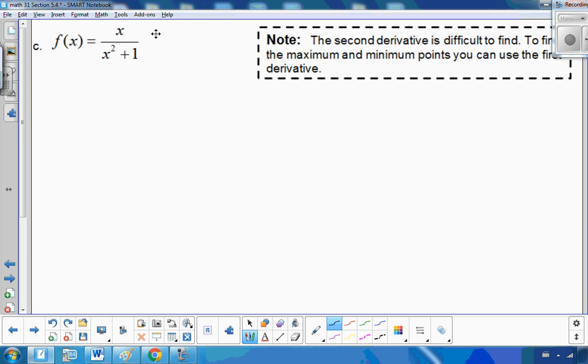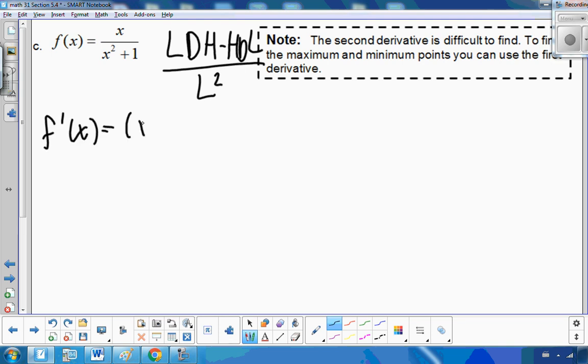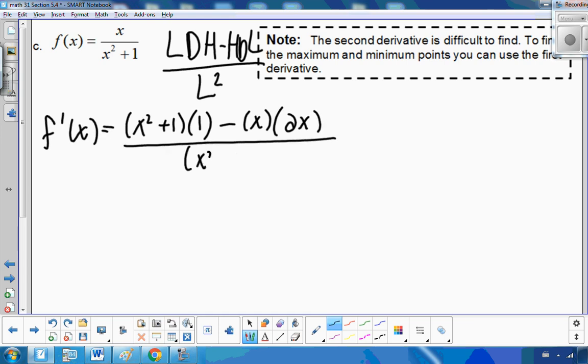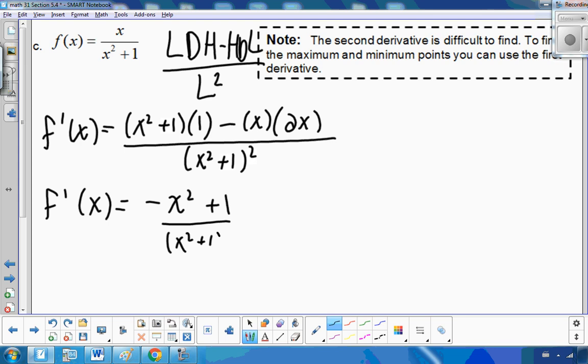So remember, for quotient law, I have low d high minus high d low, draw a line and square below. So my first derivative is low, d high, which means derivative of the high, which is 1, minus high, and then d low, derivative of the low, is 2x, all over the low squared. Okay, so tidying this up, I'm going to have negative x squared plus 1, because here I have negative 2x squared plus the x squared is negative x squared, all over x squared plus 1.